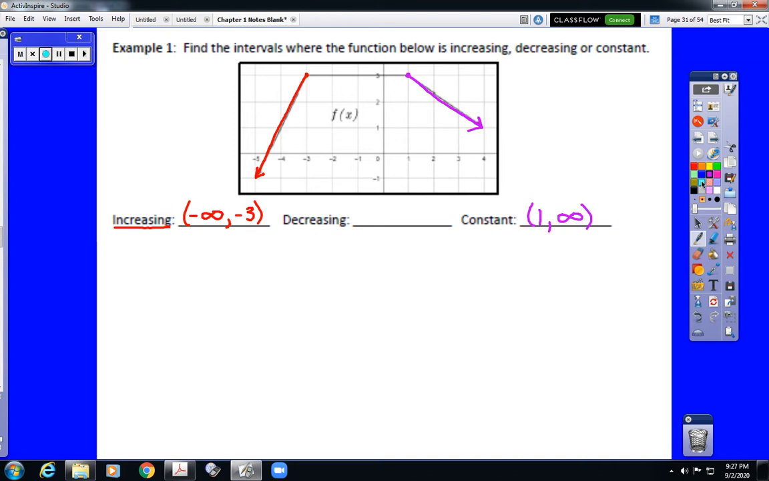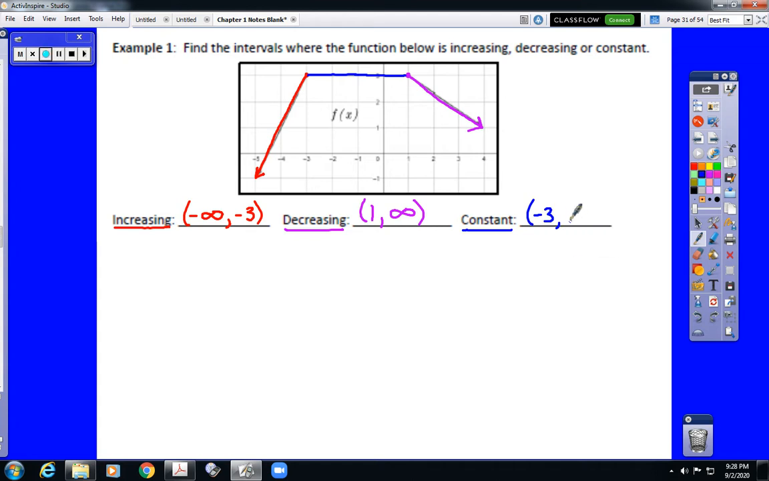And in between, we have this section where the graph is neither increasing nor decreasing. Oops, I wrote the constant answer in the wrong part. This actually goes here. Sorry about that. That is the decreasing section. And then finally, we have this constant section from x equals negative 3 to x equals positive 1.